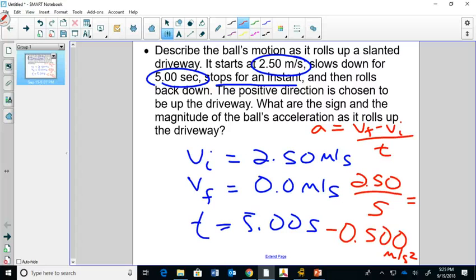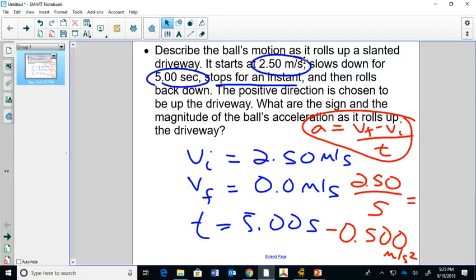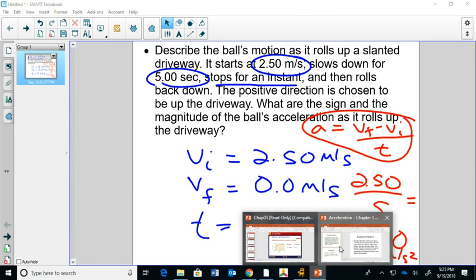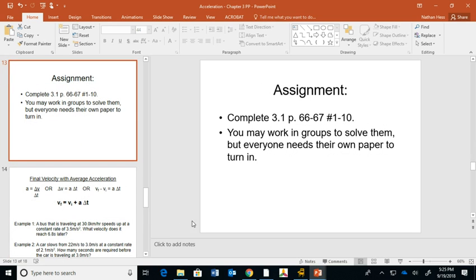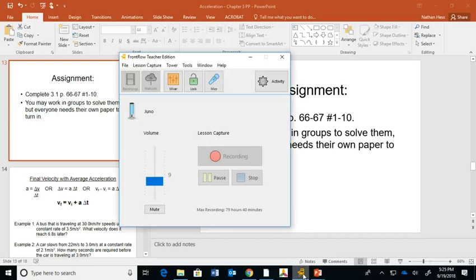So you're going to use this equation, acceleration is velocity final minus velocity initial divided by time, to solve those problems. What I would like for you to do now is to go into your textbook and to complete numbers 1 through 10. You can work in groups together to solve it, but everybody needs your own paper to turn in. I'll see you when I get back.